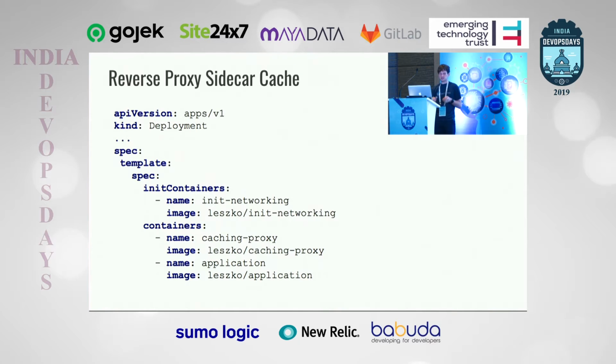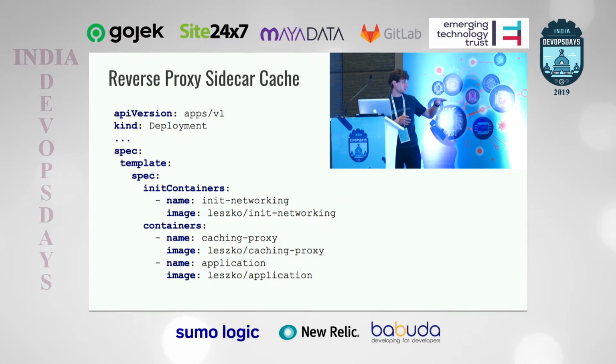In Kubernetes, this configuration would look like this. This time we will have three containers. I will explain in a moment why. Let's start with the two containers at the bottom. The last one is the application. We already know it. That's our business logic. This doesn't change. The caching proxy is the container that will receive the requests and pass them to the application or not, depending on whether it finds the cached value. We also need an init container, which is init networking. An init container is a container that is just run before we start our containers in Kubernetes. What will it do?